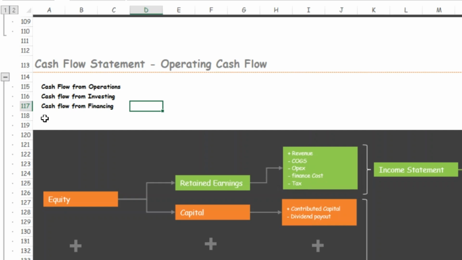Now, for some individuals, when they do financial modeling, when they build models, there are those who create the cash flow statement before they go and use the cash flow statement to develop the balance sheet. Yes, it's possible, but I don't advise that. I don't use that.